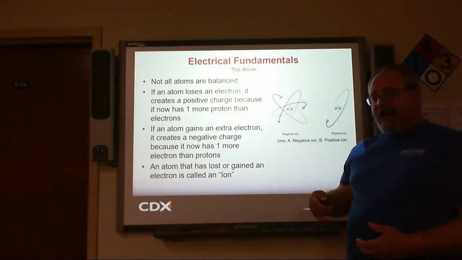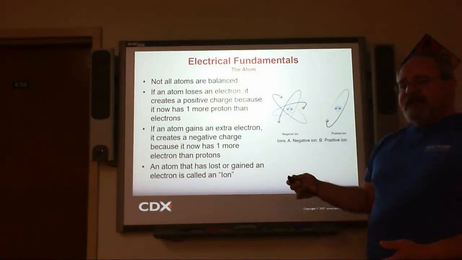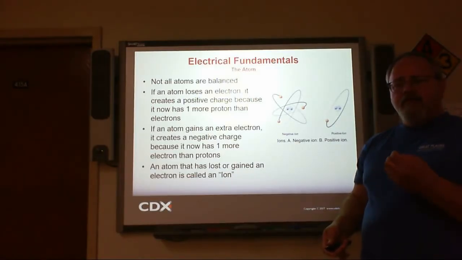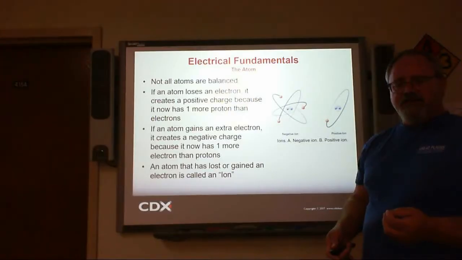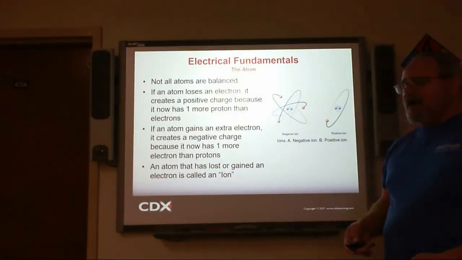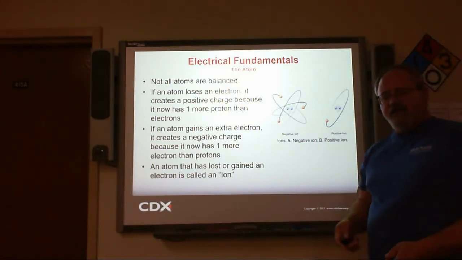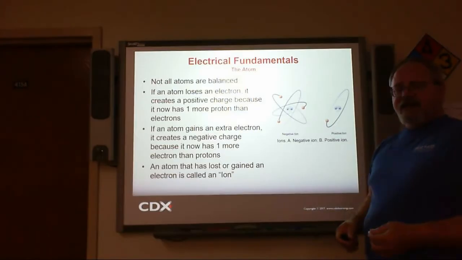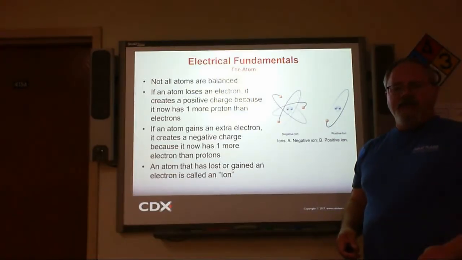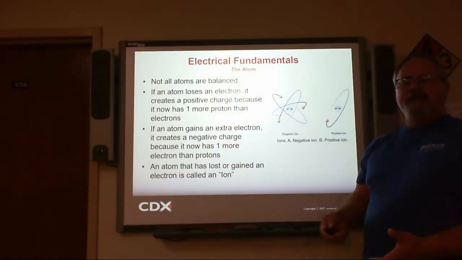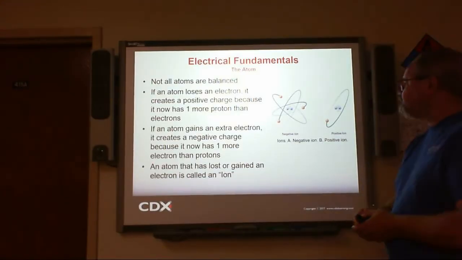Likewise, if an atom gains an extra electron, we say it has a negative charge because it has an overall net more negative electrons than positive protons. Now, if an atom loses or gains an electron, we call that an ion. If it has gained an electron, we call it a negative ion. If it has lost an electron, we say it's a positive ion.